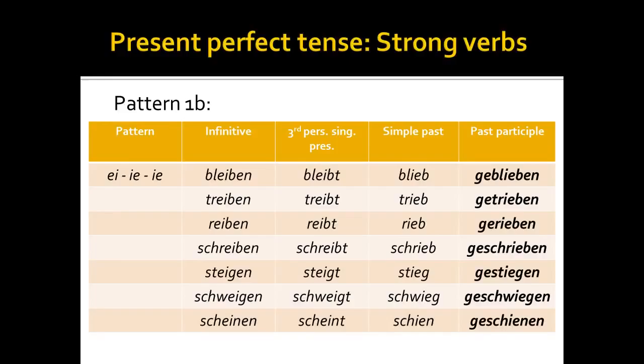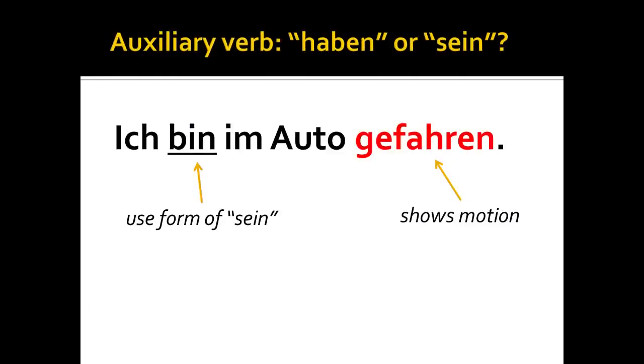Now, finally, before we conclude the lecture, when do I use the auxiliary verb haben and when do I use the auxiliary verb sein when forming the present perfect tense? Now, the rule of thumb is that if you have a past participle that shows motion, for instance, the sentence on the screen, ich bin im Auto gefahren, I have driven, I drove in the car. The car is moving from point A to point B. There's motion involved, so I will use some form of the verb sein as the auxiliary verb. So ich bin.